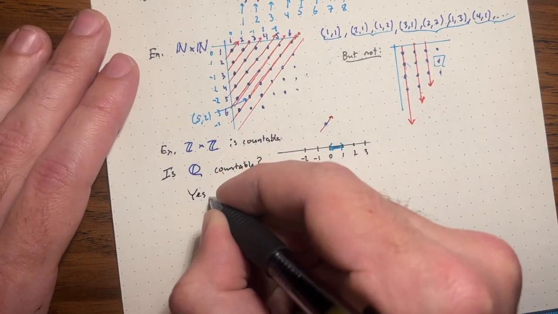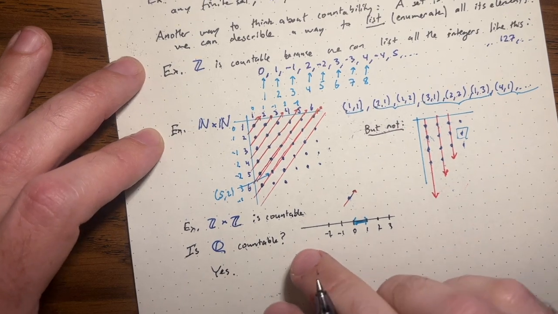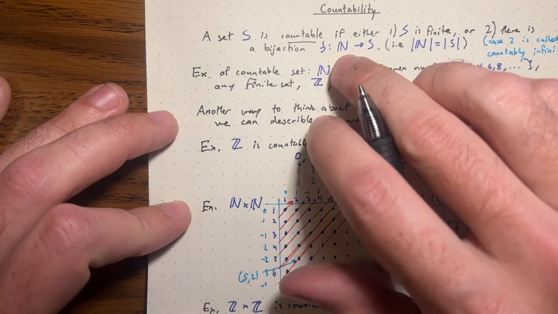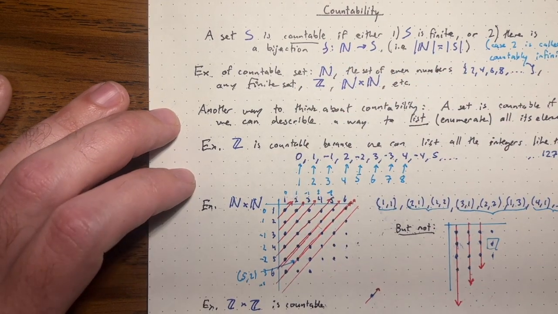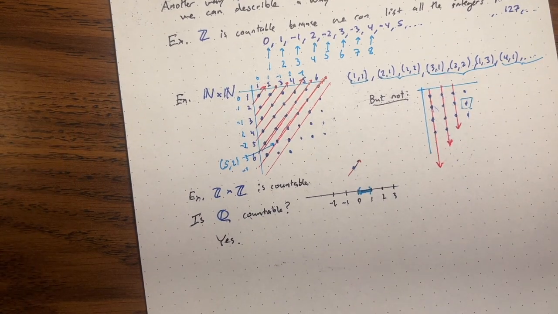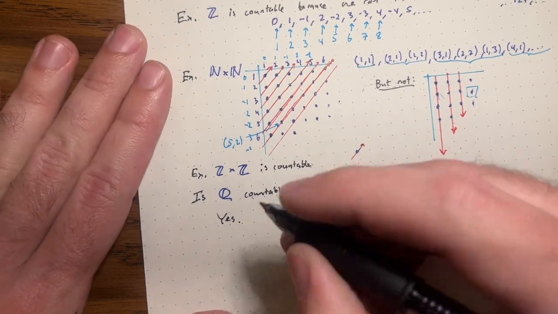So you can actually put the set of all the rational numbers in bijection with a single copy of the natural numbers. You can describe a way to list them all. Which, again, I found very surprising initially.